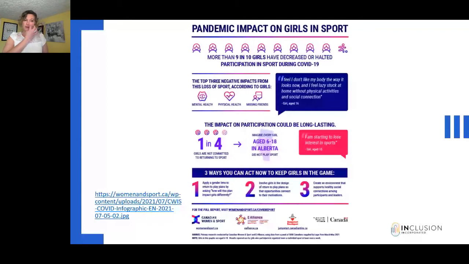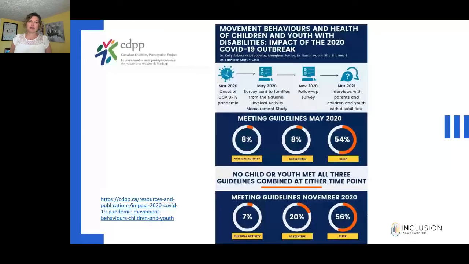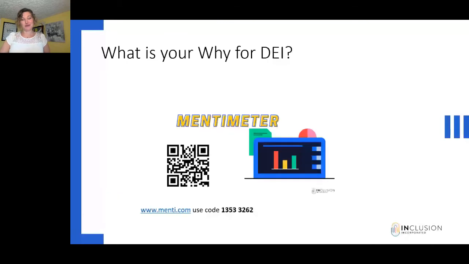When we look at disability, kids with disabilities, over the course of the pandemic, we saw physical activity rates for youth with disabilities drop. Again, we came into the pandemic with really low physical activity rates, and that's continued to drop off as we've gone through the pandemic. So again, another area to really pay attention to. And there are many. These are just some points around how we start to think about this and consider what our why is for doing diversity, equity, and inclusion work.